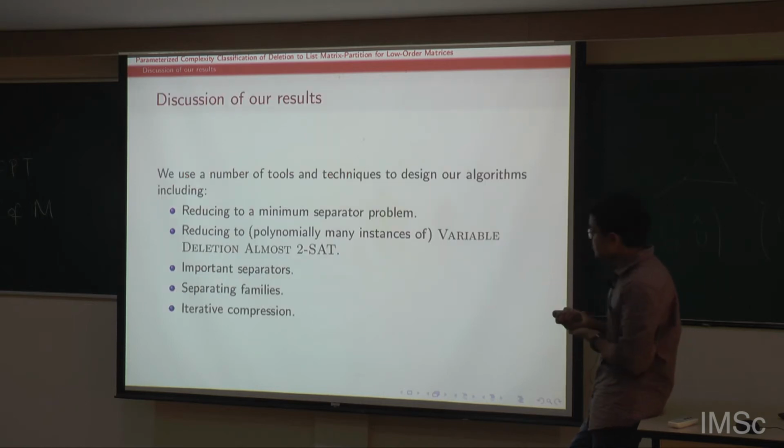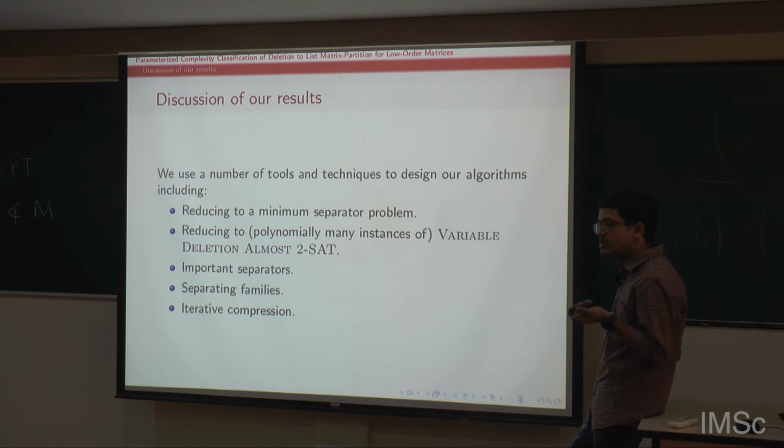So as we saw, our algorithms are of different types: polynomial time, FPT, 2 power k n log n, n power log n, para-NP-hard, and all that. So we had to use a number of different techniques, and a combination of some of these techniques to get our results. Some of them involve reducing our problem to a minimum separator problem, and one of the most useful techniques we were able to use was to reduce the problem to a problem called variable deletion almost 2SAT.